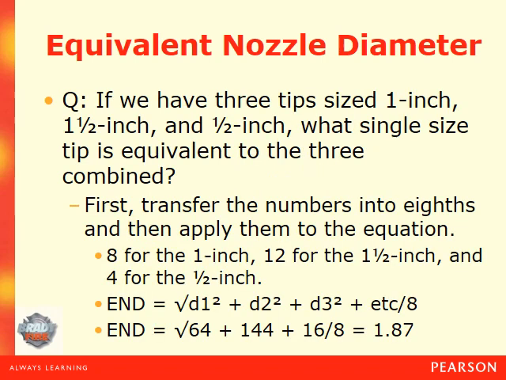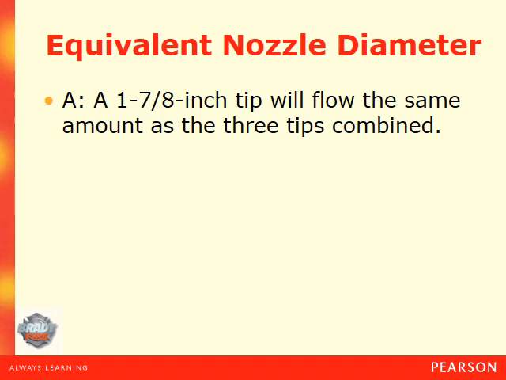So, your question, if we have 3 tip sizes, 1, 1.5, and 1/2 inch, what single size tip is equivalent to the 3 combined? First, transfer the numbers into eighths and then apply them to the equation. So 8 for the 1 inch, 12 for the 1.5 inch, and 4 for the 1/2 of an inch. So that is the square root of 64 plus 144 plus 16, divided by 8, which equals a 1.87 tip. That will flow the same amount as the 3 tips combined.